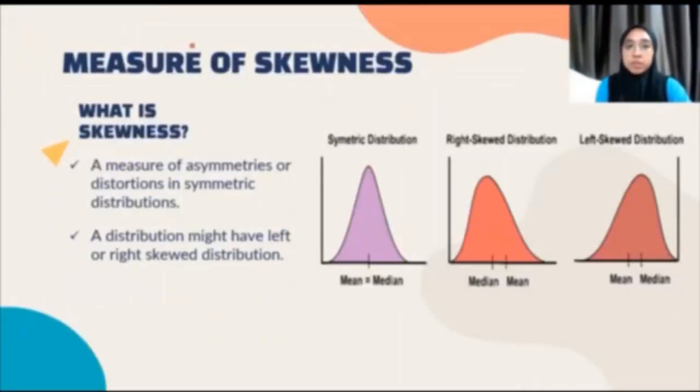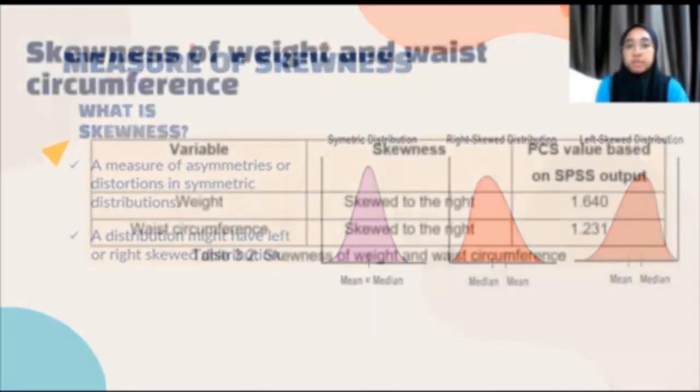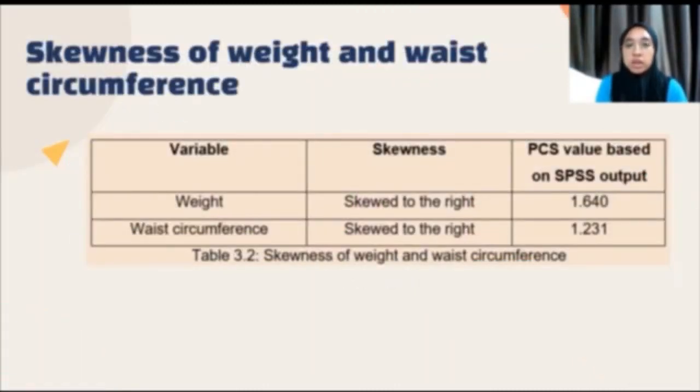Next is measure of skewness. Skewness is a measure of asymmetry or distortion in symmetric distributions. A distribution might have a left or right skewed distribution. Pearson coefficients of skewness are used to calculate it. Based on this table, it shows that both weight and waist circumference are skewed to the right. This indicates that both weight and waist circumference are positively skewed.